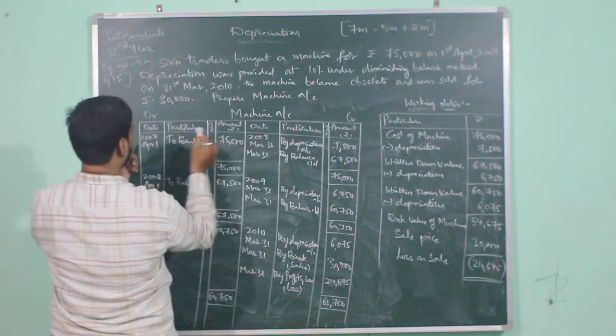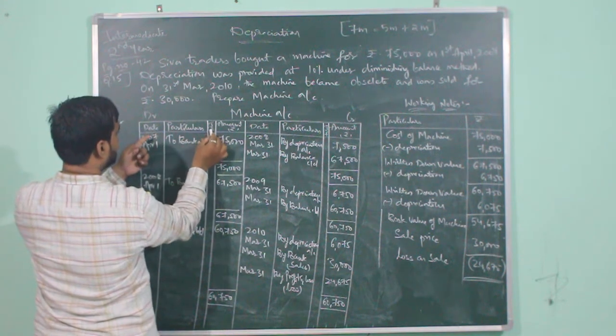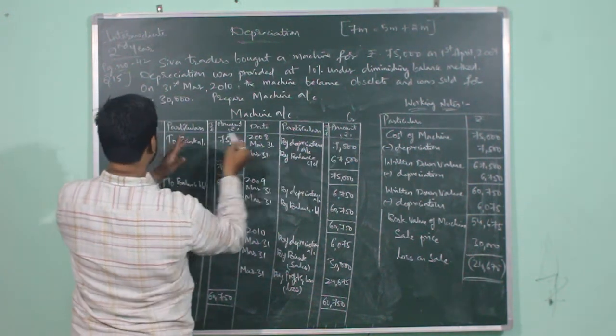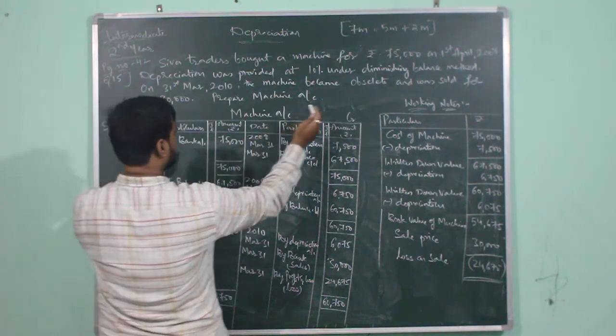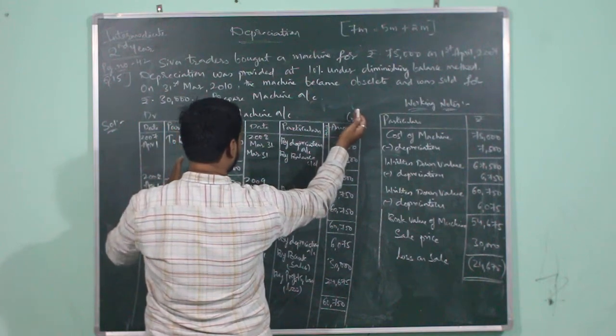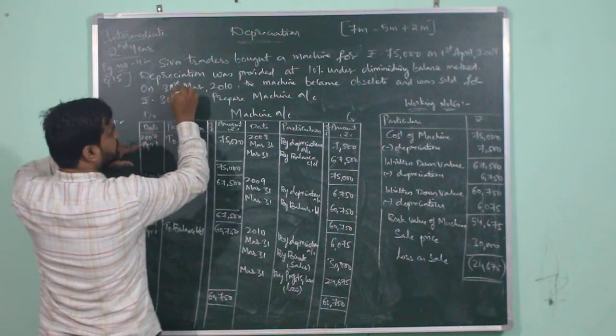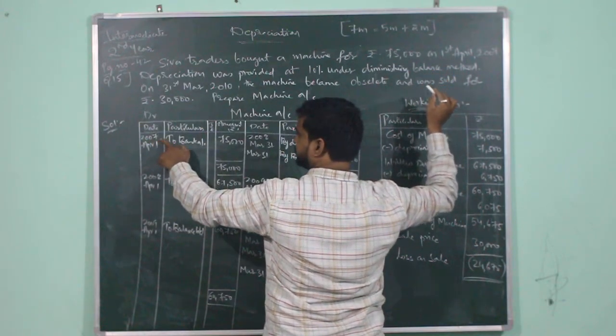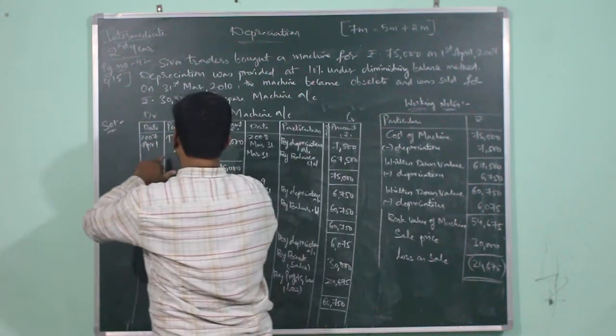Machine account, and the format for machine account will be date, particulars, JF general folio, amount rupees, date, particulars, JF general folio, amount rupees. Towards extreme left it will be written as DR debit, and towards extreme right it will be written as CR credit. And they are purchasing the machine in the year 2007, 1st April. So the date will be taken as 2007, April 1st. It will be written as to bank account.